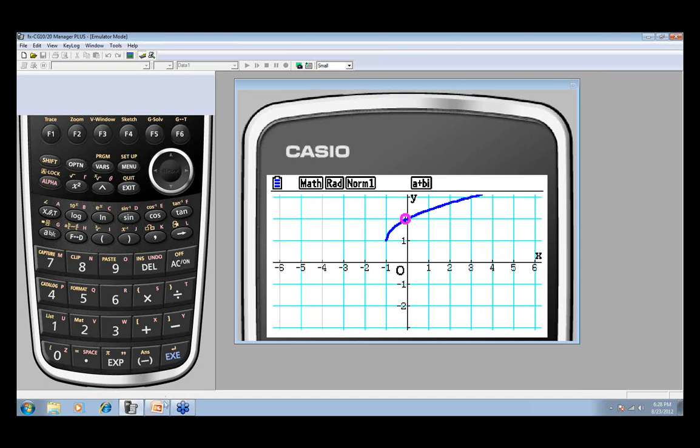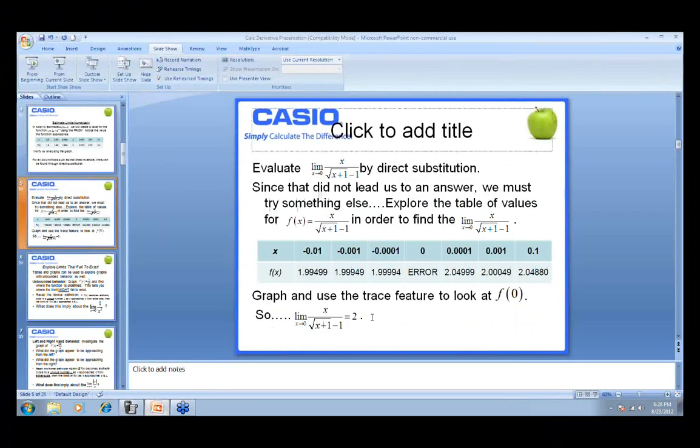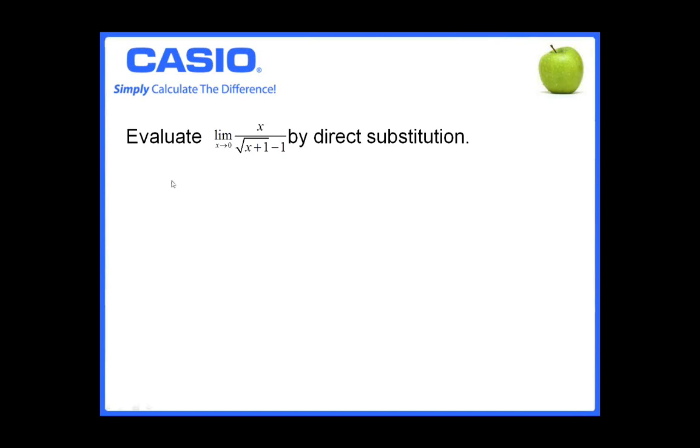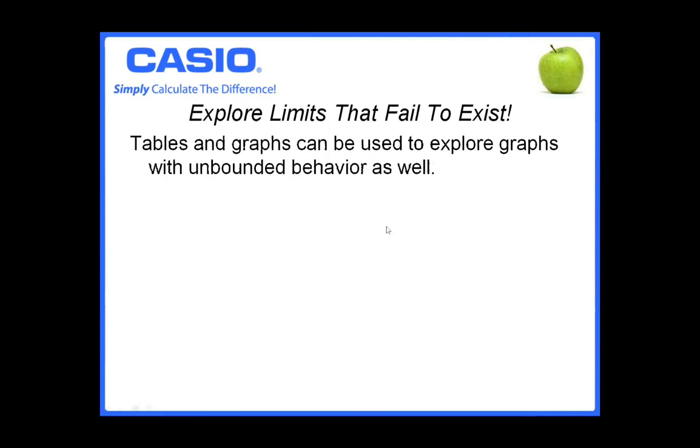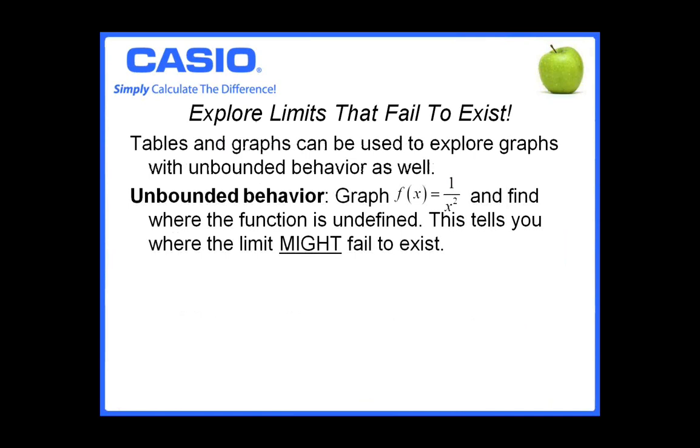So when we go back now, what would that mean about our limit? Well, that would indicate to us that when we're at 0, we don't have a value there, it's undefined, but the limit is actually approached 2. So the next thing we want to investigate is look at some limits that actually fail to exist. And we'll be using our table. We'll look at tables and graphs again to explore unbounded behavior.